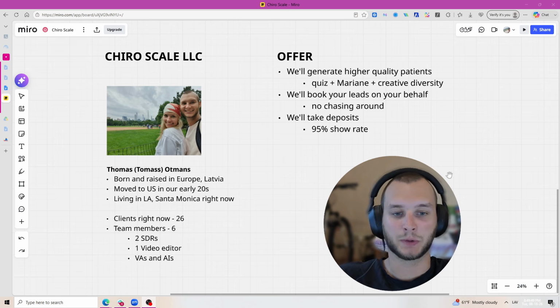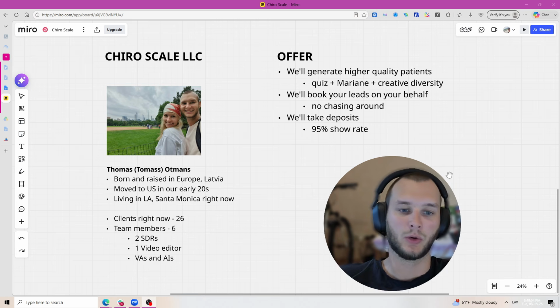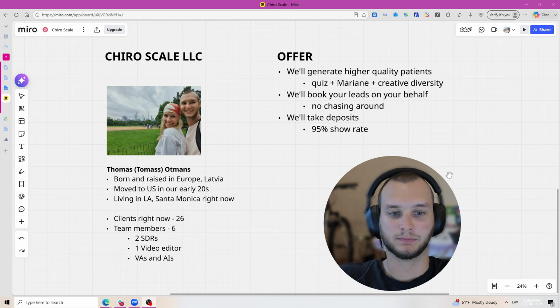We'll take deposits, so people show up. It's a 95% show rate once people actually pay. Usually we'll take either half of the new patient special or just card on file or like $10. A lot of times we just want to make sure people show up to the clinic. We've tested it. It doesn't influence the quality as much as you think.